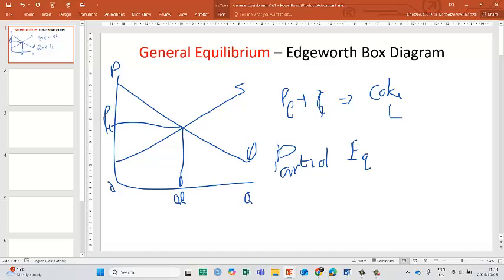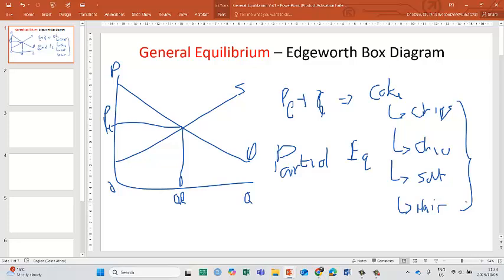Now, we know that there's a Coke market. We know there's a market for chips. We know there's a market for chicken. We know there's a market for salt. We know there's a market for haircuts, etc., etc. And all these markets interact on a daily basis, because they all work within an economy.